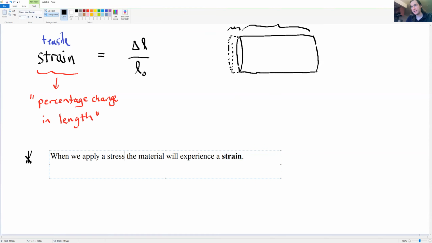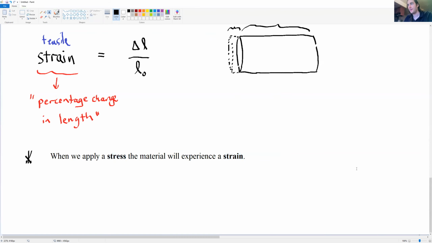We apply a stress and the material is strained, right? Think about real life. When you're under a lot of stress, that means you're being strained, right? So it's very human in that sense. Okay, so that's the important thing here. We apply a stress and we get a strain.